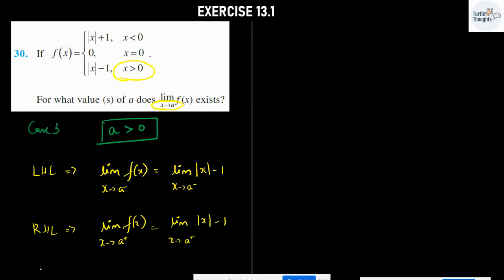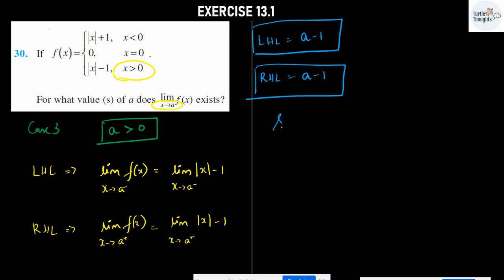right? Now substituting the same, I will be getting a minus 1 as your LHL. Substituting the value of a in the RHL, I will be getting RHL also as a minus 1. Since both are equal, the limit is going to exist. I can write that limit of f of x as x tends to a exists at a greater than c.